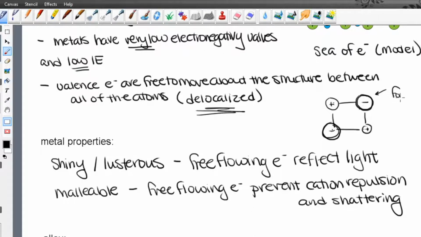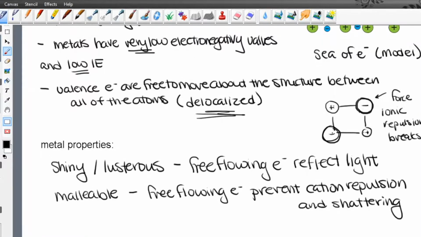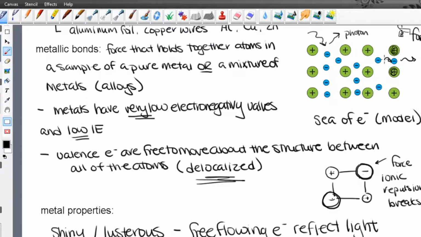So what you get is a repulsion of charges. When there's a force applied to an ionic crystal lattice, you get this repulsion of like charges and it breaks. It's very brittle. So that's the key difference between an ionic compound and a sample of a metal, where the electrons are free to move and prevent that repulsion.